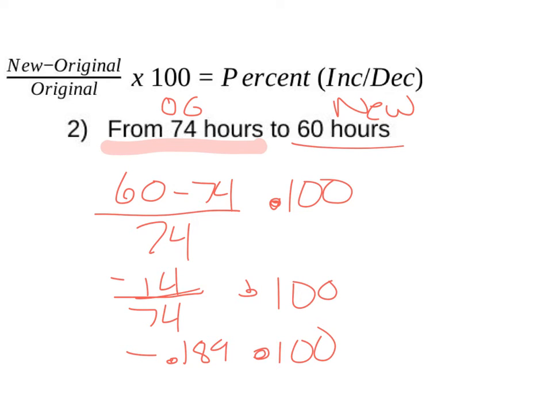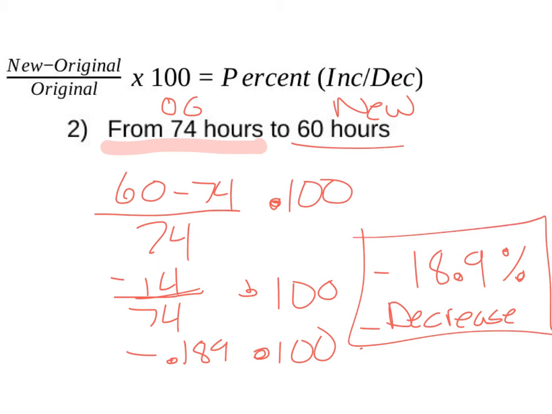So multiply that by 100, and what we're going to have is an 18.9%. And because this value is a negative, that is going to tell us that this is decreasing. So there's our answer. Let's look at another one.